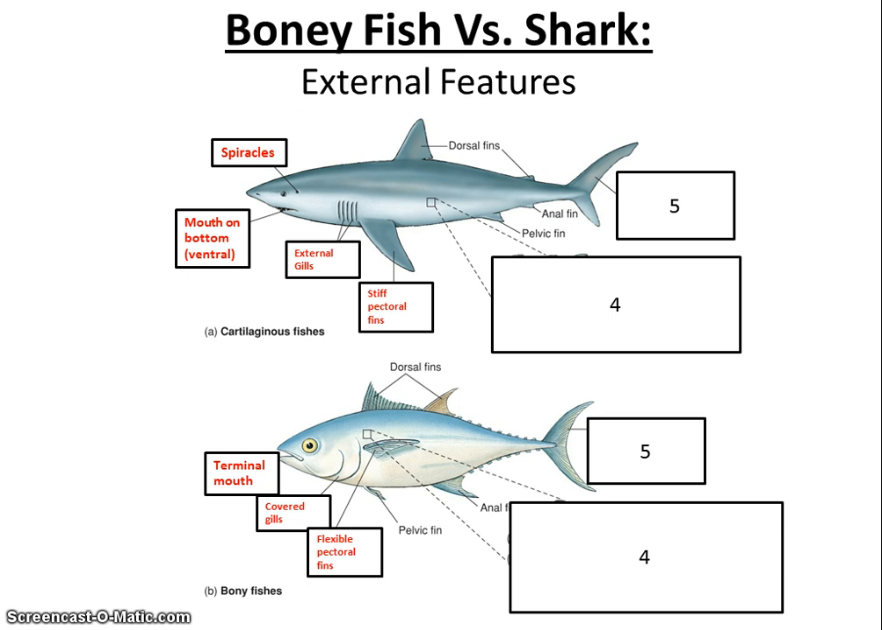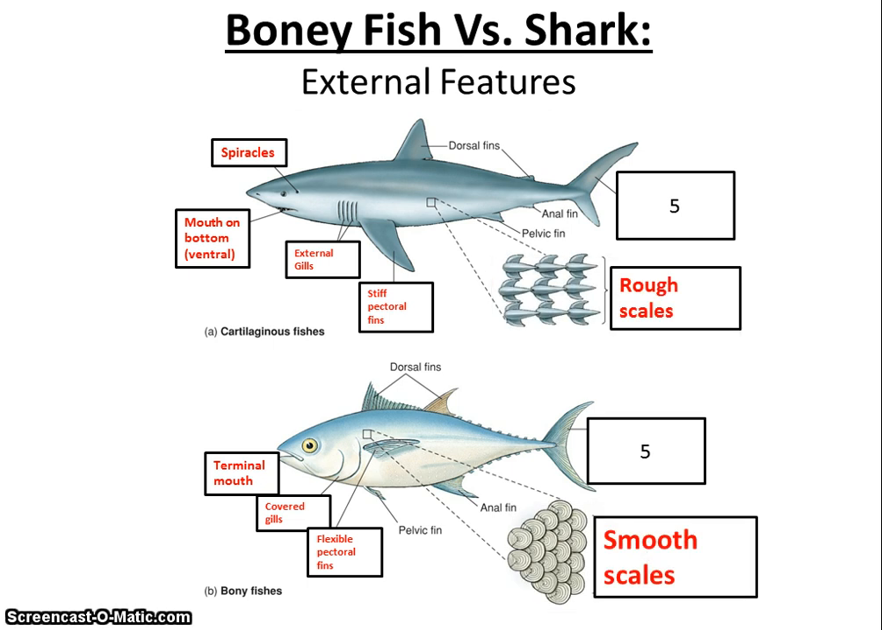Also, the scales of the organisms differ. Cartilaginous fish have rough, sandpaper-like scales, what are called placoid scales. Bony fish have smooth, rounded scales, what are called cycloid scales. And there's your $10 words for today.